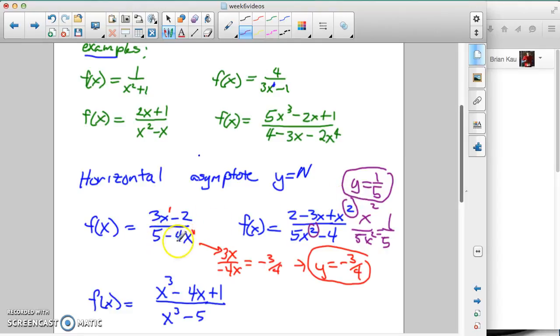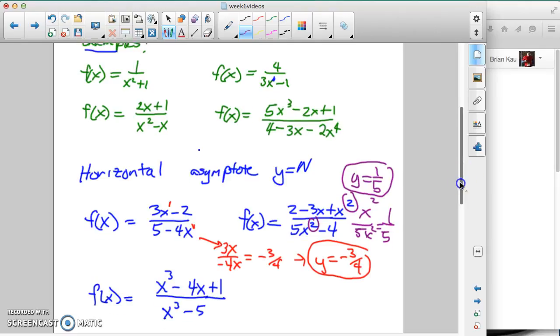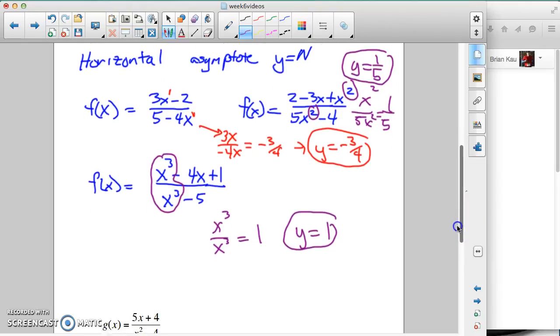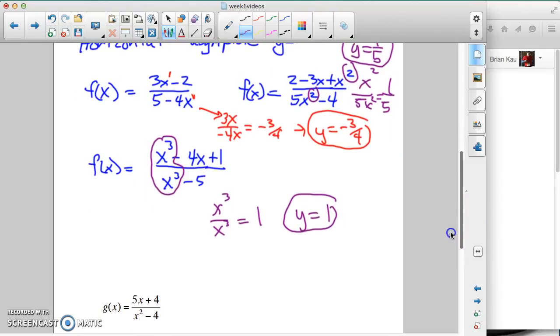Now we can also look at a vertical asymptote here. There probably are vertical asymptotes because that's when the denominator equals 0. So we can also have vertical asymptotes as well. Now this one has the same term twice, same lead term twice. So that's just going to be x cubed over x cubed, which is going to be 1. So that's going to be y equals 1 for this horizontal asymptote. So those are with the powers that are the same.